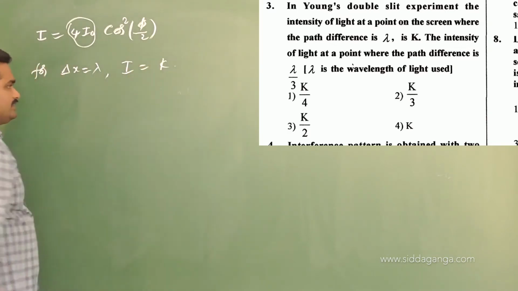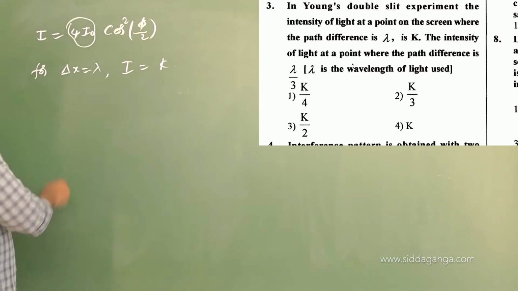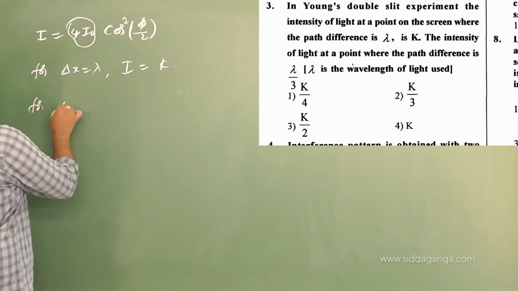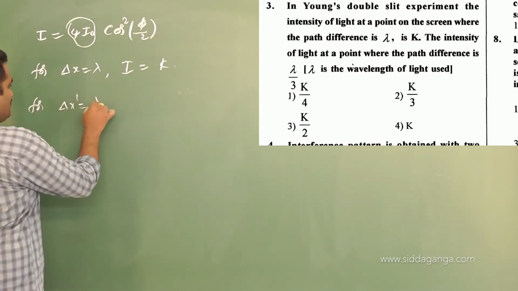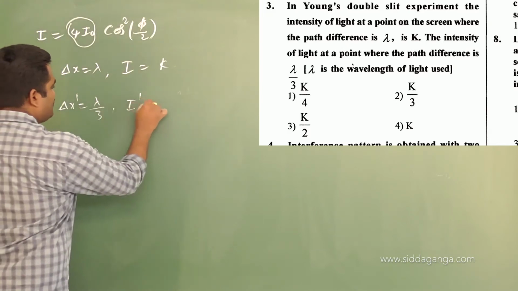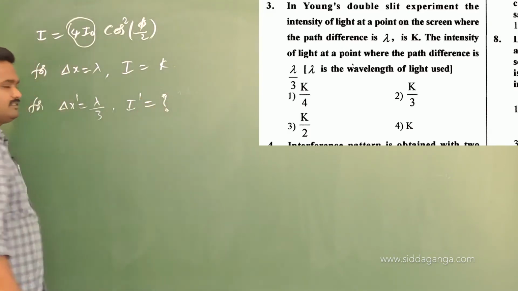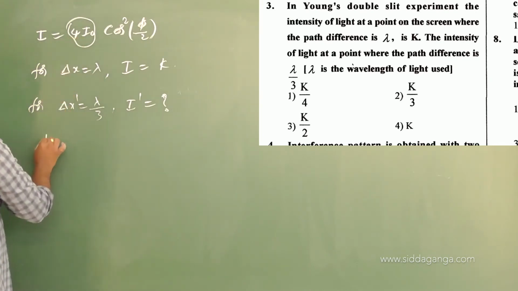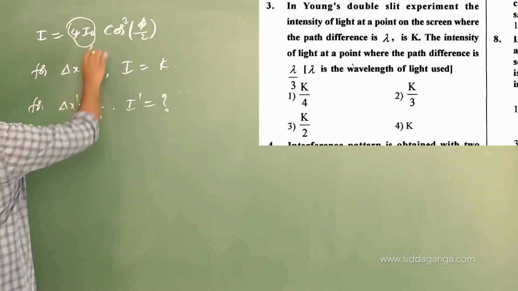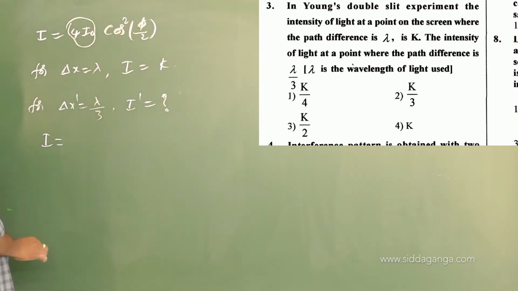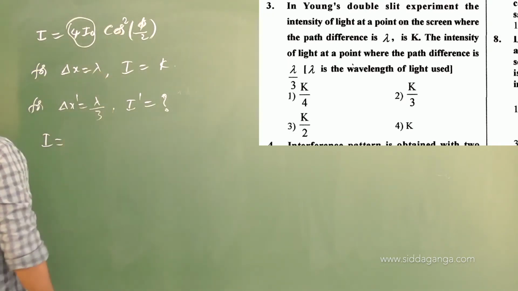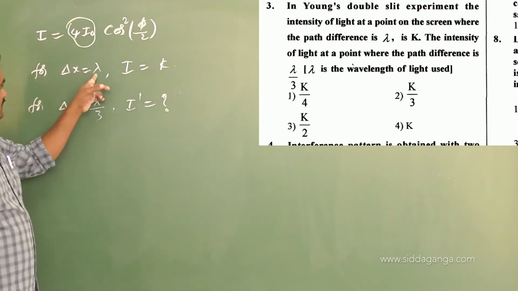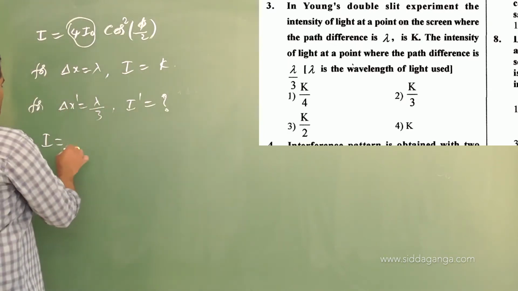The intensity there is K, they have given. See carefully. Now, for a path difference of delta x dash equals lambda by 3, what is the intensity at that point, they are asking. This is what they are asking to find. So now, you know I equals 4I naught cos square phi by 2, right? So for a path difference of delta x, what is the corresponding phase difference?